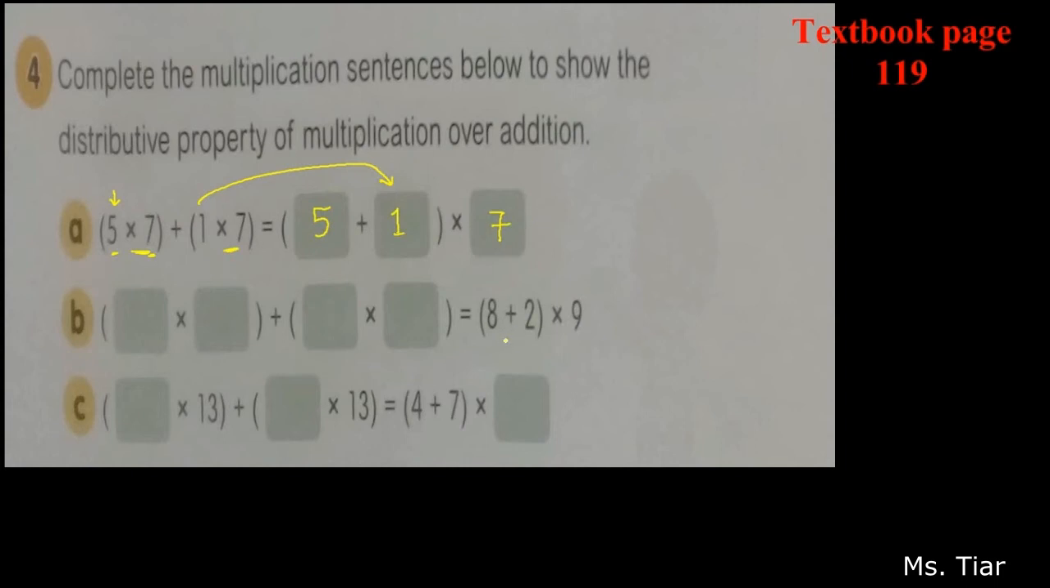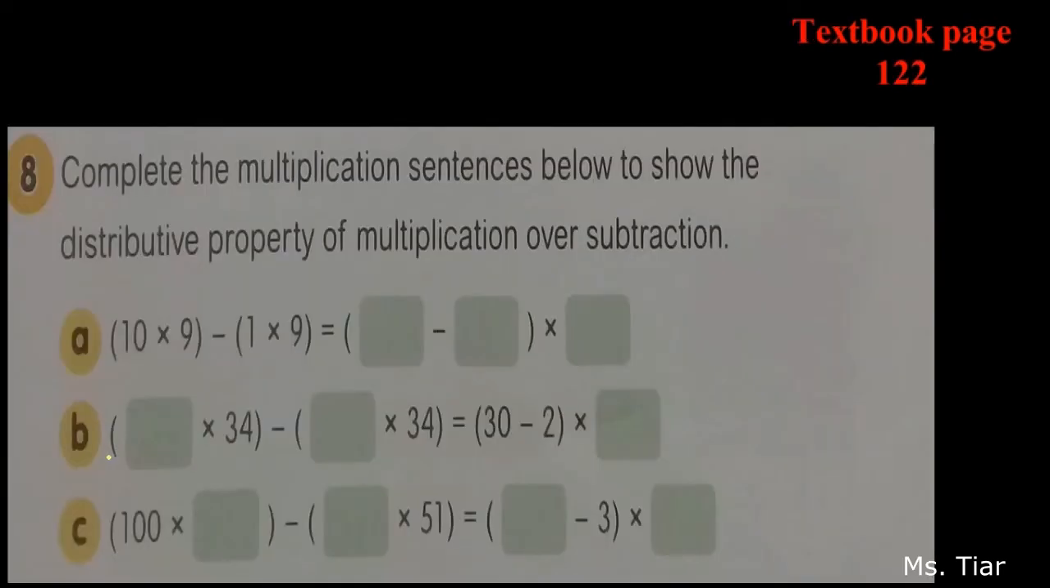How about this? Question B, 8 times 9 plus 2 times 9. Of course, both of the number must be multiplied by 9. So we put 9 here and then 9 here. Then 8, we will multiply it with 9. So you put 8 over here and then the 2 over here. Get it? Question C. How about question C? 4 plus 7 times 13. Look at over here. Both number are multiplied by 13. So we put 13 here, 4 in the front here, and 7 in the front here.